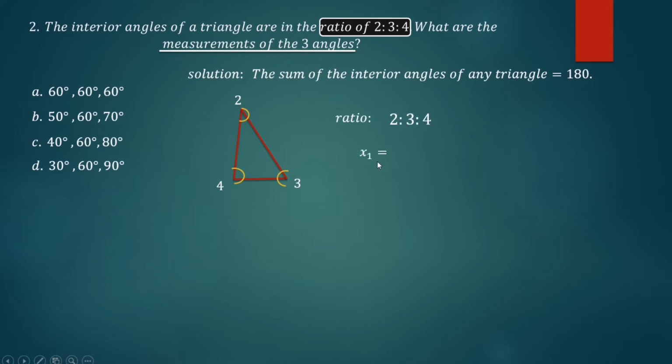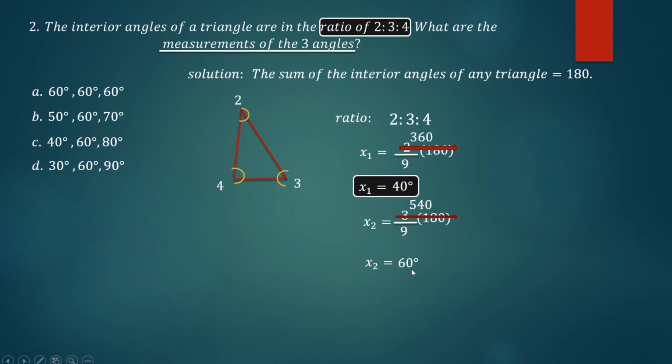To find the angle here, you can use 2 divided by the total of the numbers in the ratio, 2 plus 3 plus 4, that is 9. 2 over 9 multiplied by the total sum of the angles, so that is 180 multiplied by 2, 360, divide by 9, that is 40 degrees. Okay, yan ang angle corresponding to 2. For the next, 3 divided by 9 multiplied by 180. 3 times 180 is 540, divide by 9, 60 degrees.